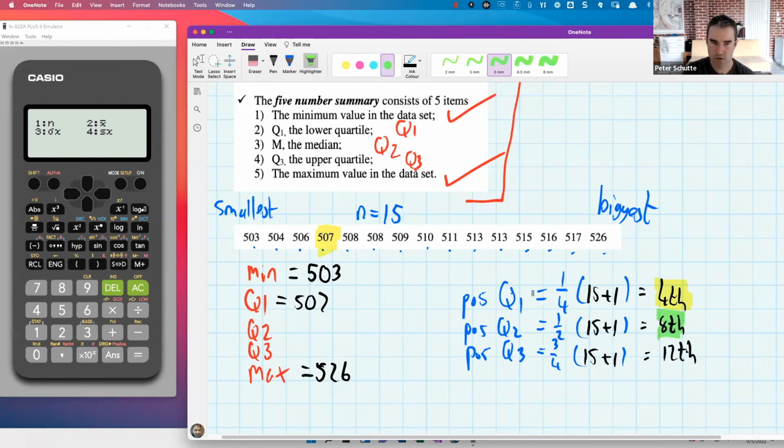And then for the 8th position, it should be 510. And what about the 12th position? Keep those answers coming. What's Q3 going to be equal to? So it's going to be 515.